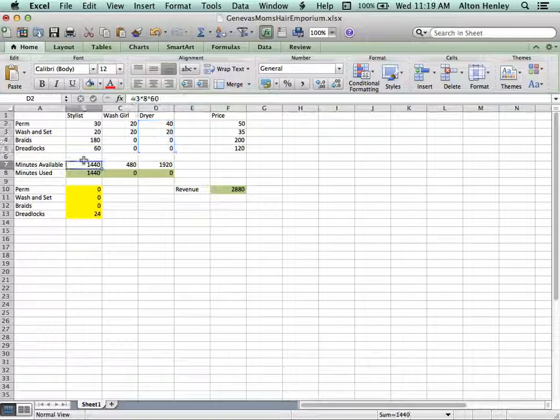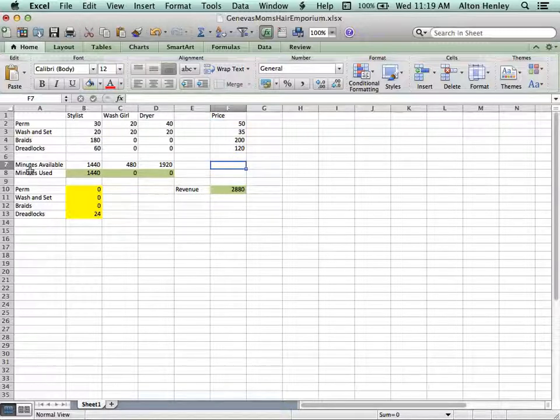And then there's the capacity in minutes for each one of these things in the day: 1,440 minutes for the stylist, 480 minutes for the wash girl, and 1,920 minutes for the dryers. And then the price that she charges for each one of these services: 50, 35, 200, and 120.